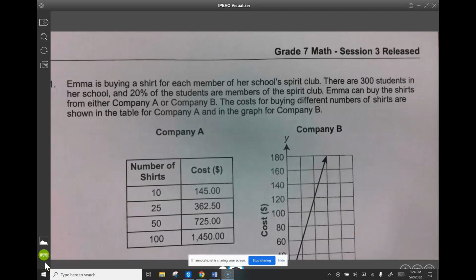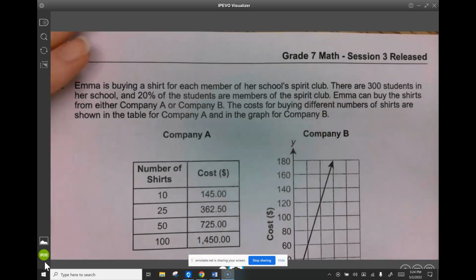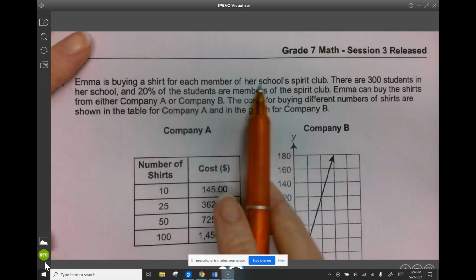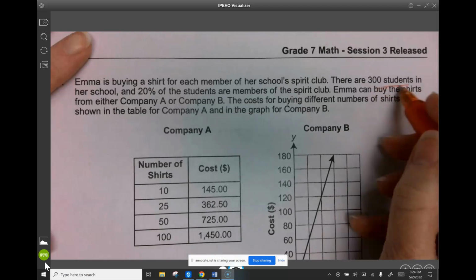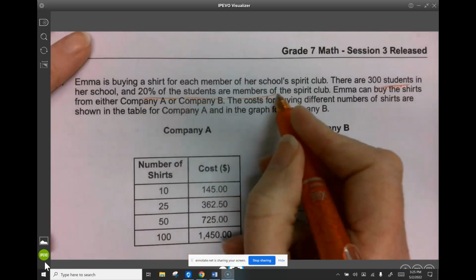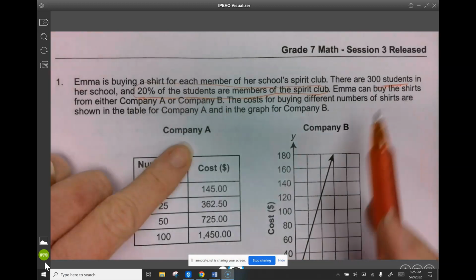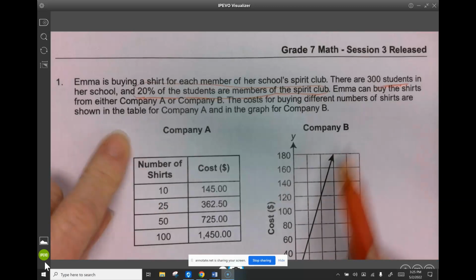So here is another session 3 practice, and I'd like you to just go through the notes on this with me. It's not anything difficult, but the more you can see, the better prepared you are. So Emma is buying a shirt for each member of her school's spirit club, 300 students. 20% of them are members of the spirit club. Emma can buy the shirts from either Company A or Company B. The cost for buying different numbers of shirts are shown in the table below.